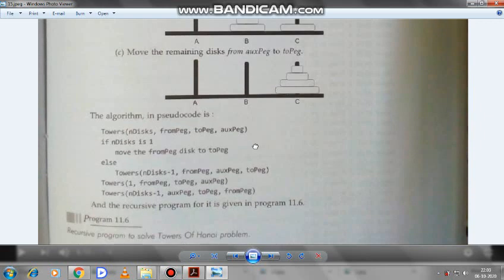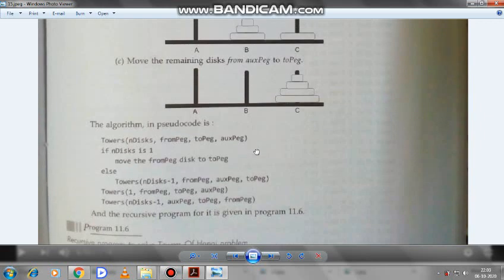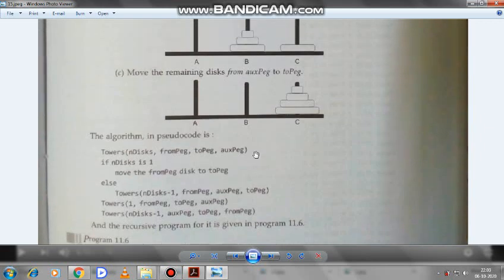Now here is the algorithm for doing this. You just understand the algorithm, then the program is written there. If you can understand the algorithm, you will be able to write the program, and this program can function for any number of disks, whether 5, 6, 7, 8, whatever it is.